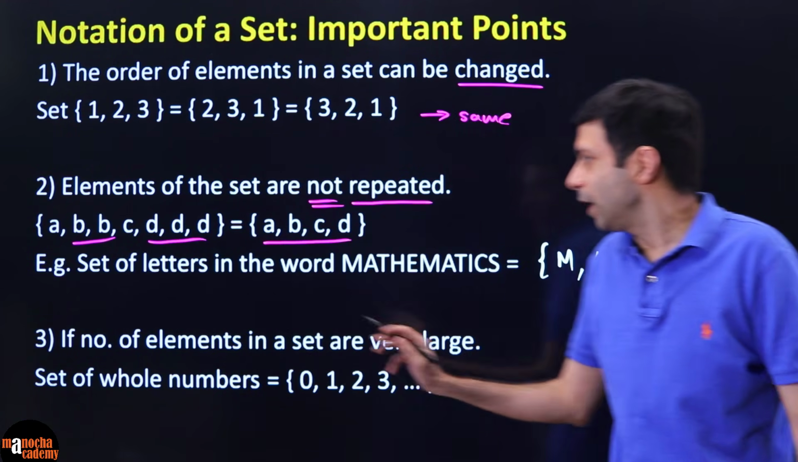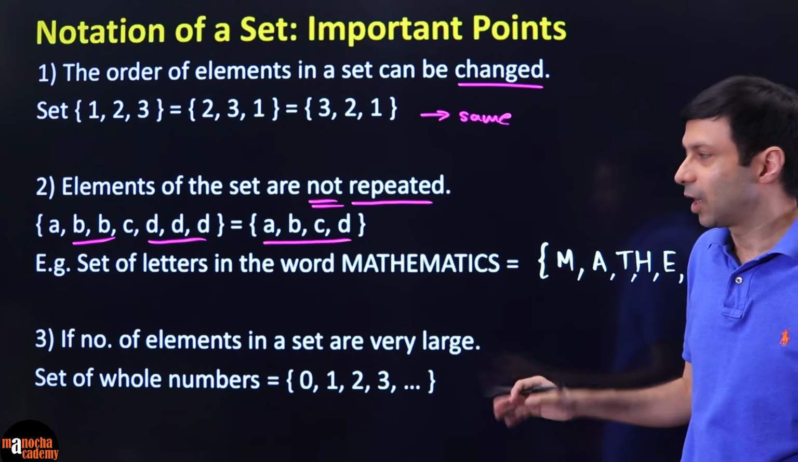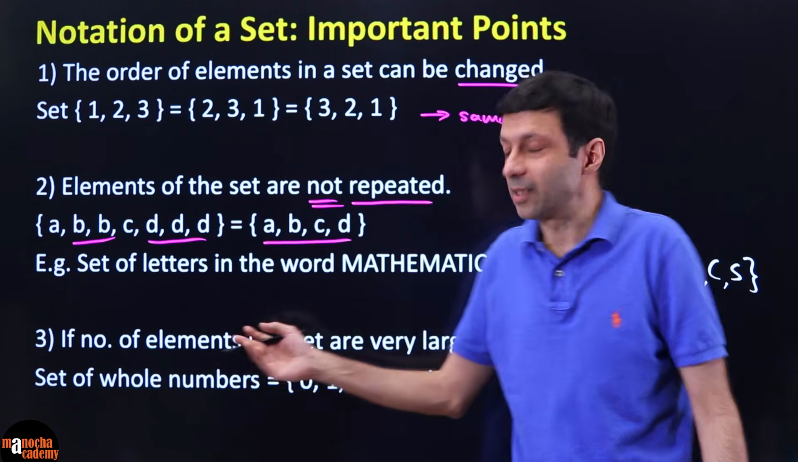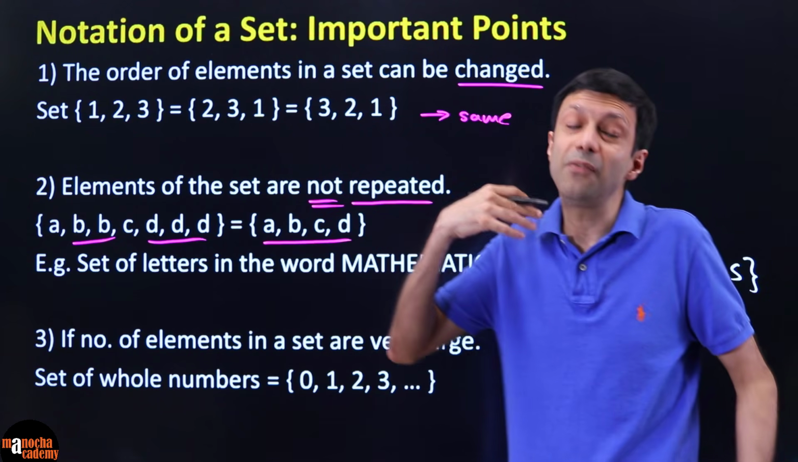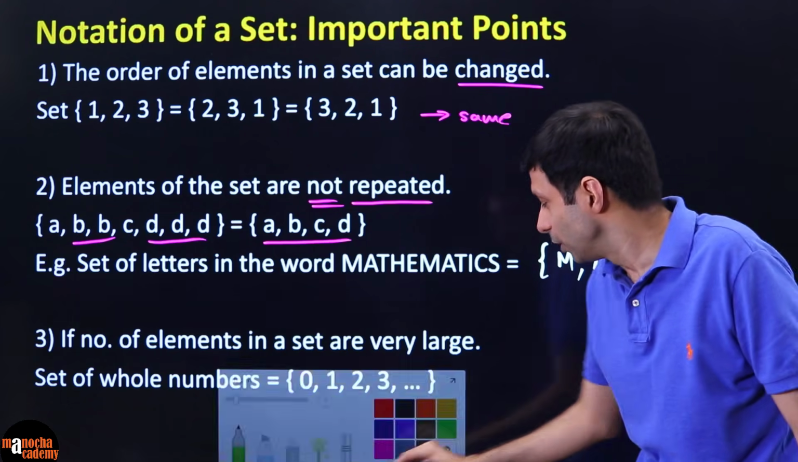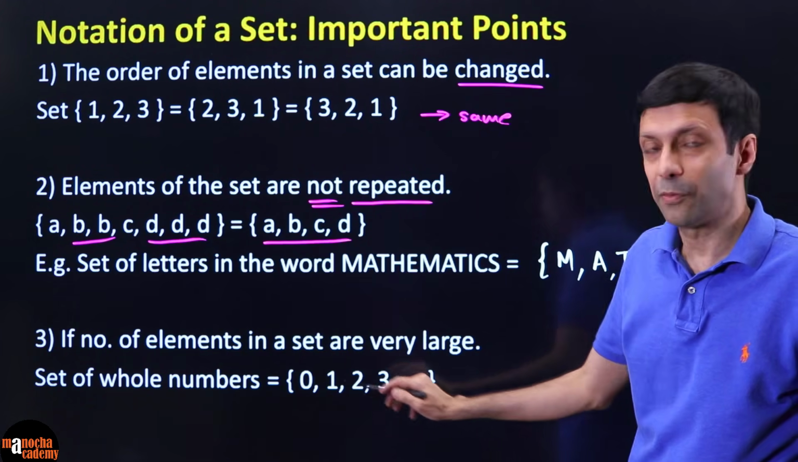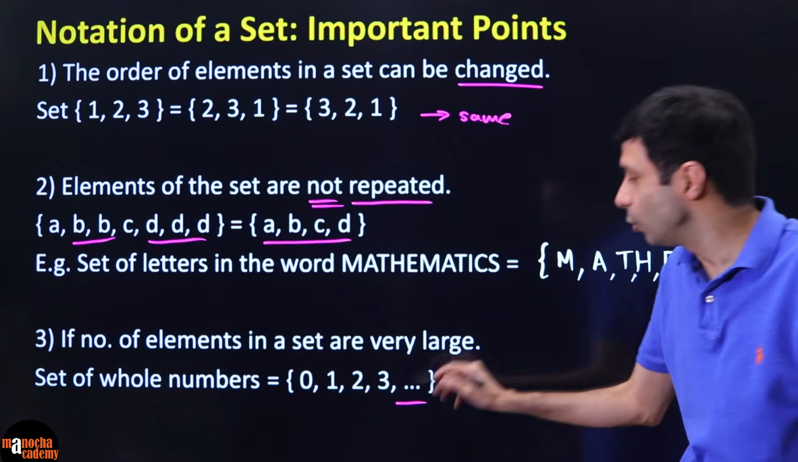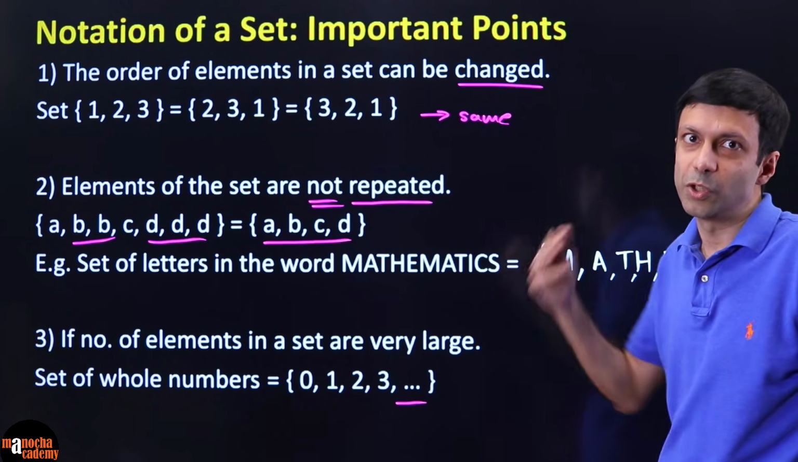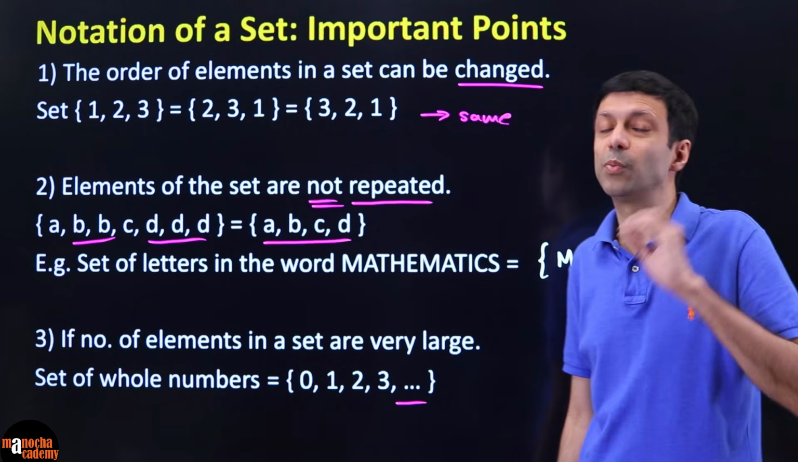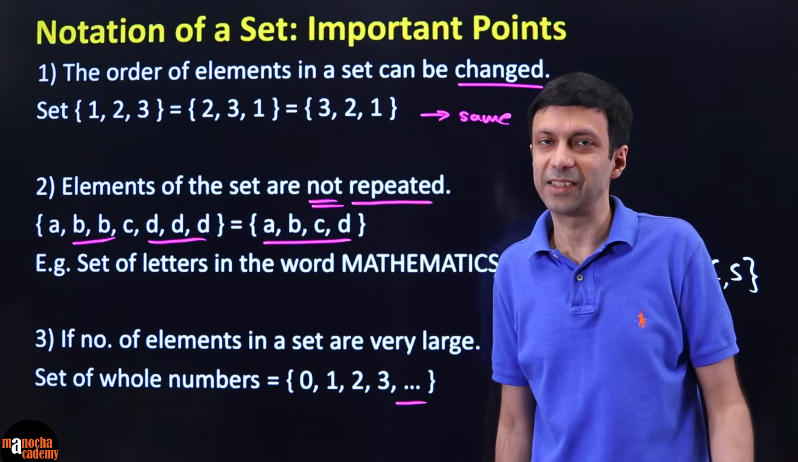Now, if the number of elements in a set is very large, how will you represent this? Like let's say we have to write a set of whole numbers. That's like 0, 1, 2, 3, 4, 5, all the way till infinity, right? So we don't write all of them. What we do here, we just write a few of them like this, 0, 1, 2, 3 to represent the whole numbers, and then you end it with a dot, dot, dot, which means so on. So remember these important points when you're writing a set.